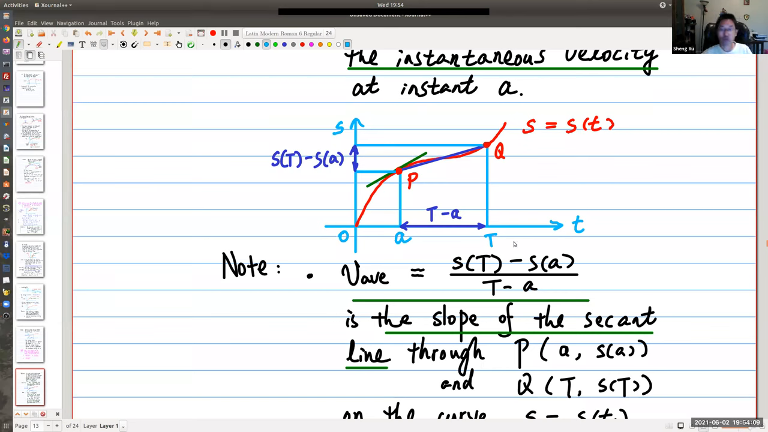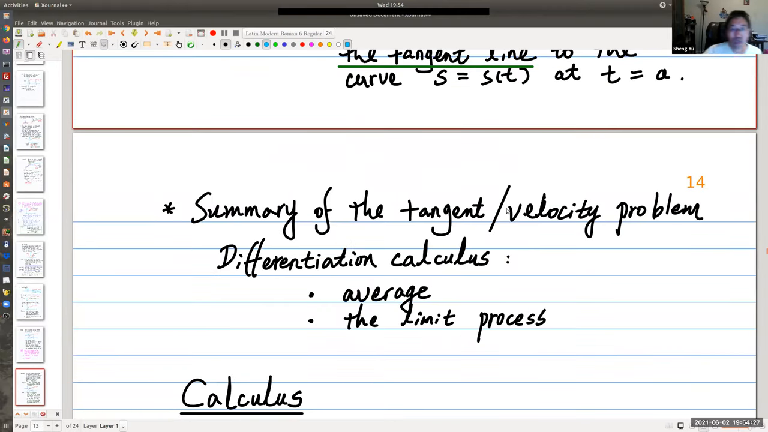So these two problems, the tangent problem and the velocity problem, really are equivalent problems, just in different settings, one in a geometry setting, one in a physics setting. If I want to summarize the tangent and velocity problem: we find the average velocity, the average slope, using the secant line. Then we apply the limit process. I let the later instant approach the current instant, I let that point Q approach P. So that's the essence of differential calculus.